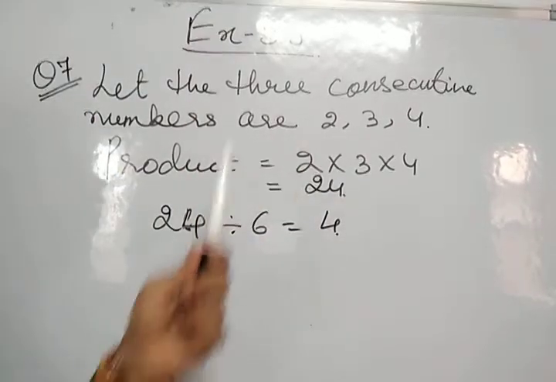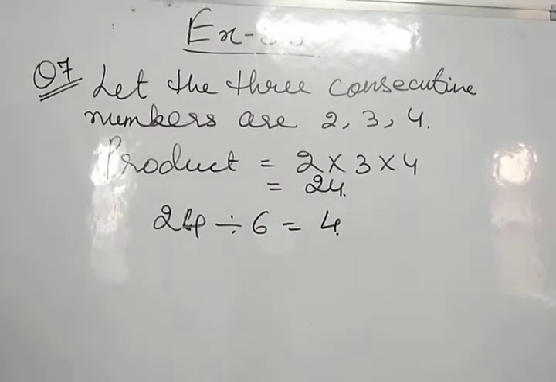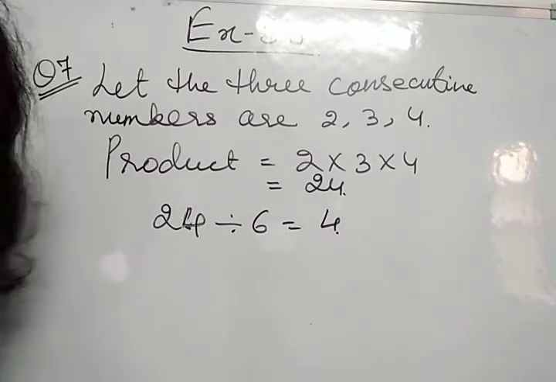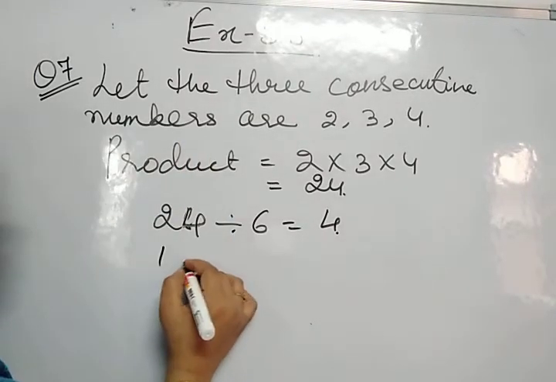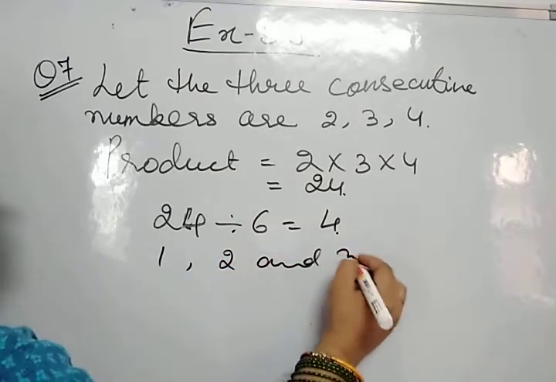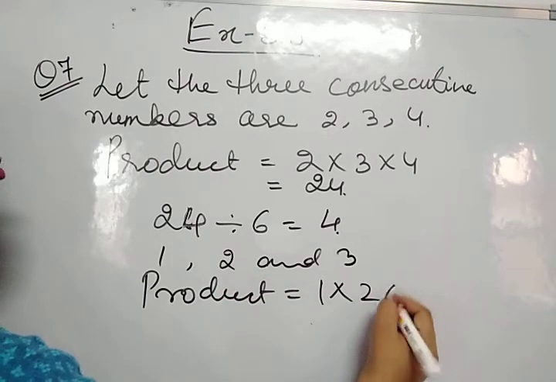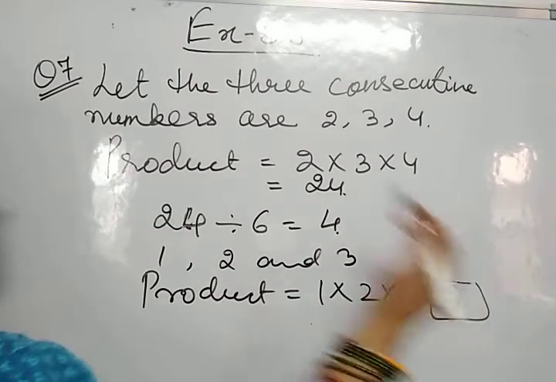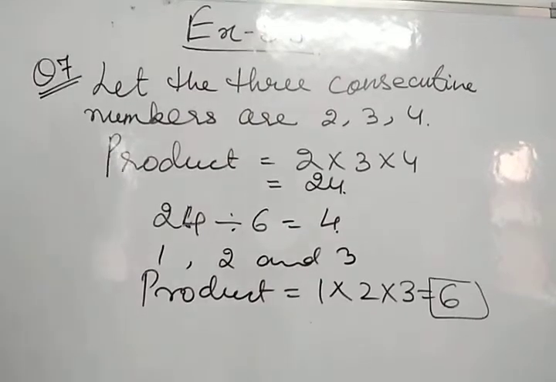So you can take any other example. Take three consecutive numbers other than 2, 3 and 4 and see whether the product is divisible by 6 or not. We'll take one more example here. Suppose the consecutive numbers are 1, 2 and 3 and their product is 1 into 2 into 3, that is equal to 6. 6 is also divisible by 6. So you can take any three consecutive numbers, and their product will be divisible by 6.